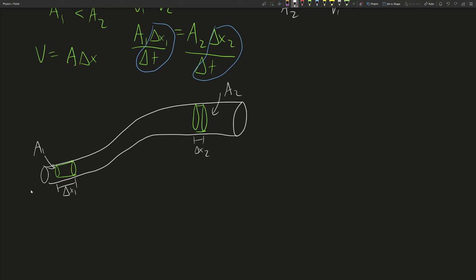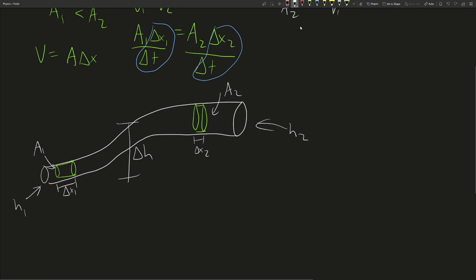And then let's call this height here. This section of the tube has height h1, and then this has a greater height. So this is a change in height. But then this section of the tube here has height h2.